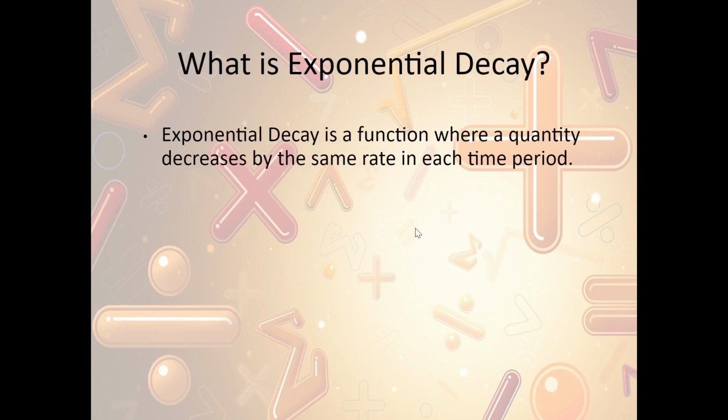So let's look at exponential decay now. Exponential decay is a function where a quantity decreases by the same rate in each time period. An example of this would be radioactive decay of a fossil. When something dies, it eventually becomes just bones, right? We know this through archaeology. It becomes just bones, and there's a certain amount of carbon in that bone. After a while, the carbon starts to decay. It starts to wither away. From there, we can tell how old the fossil is based on the amount of carbon that's still left. So that's radioactive decay of a fossil.